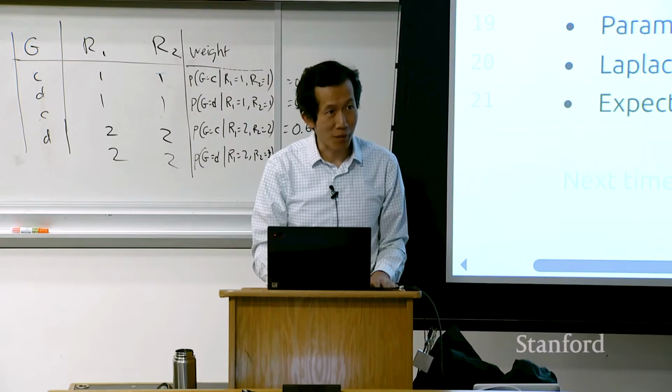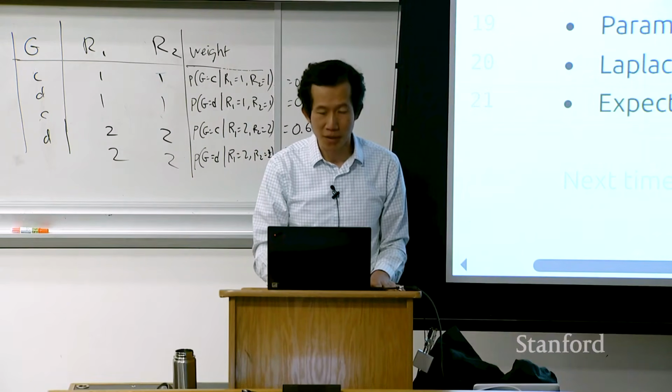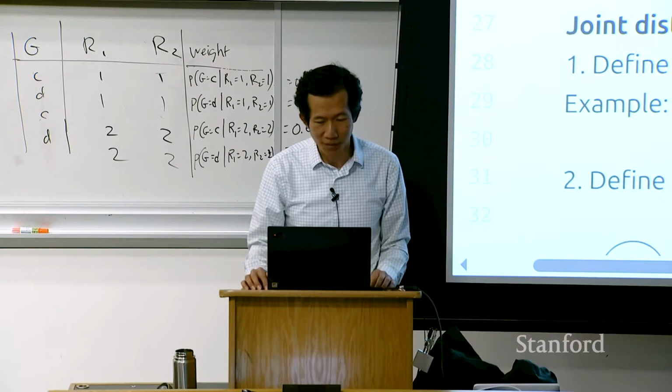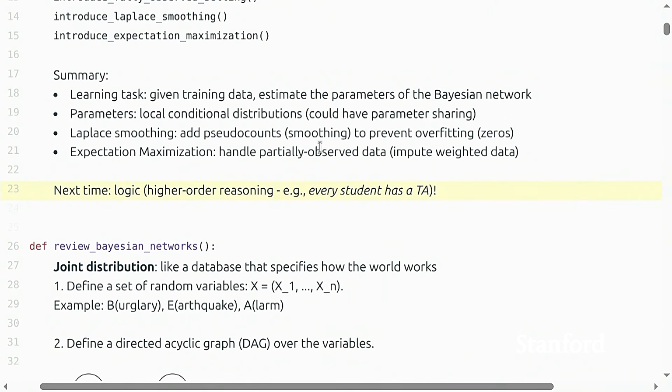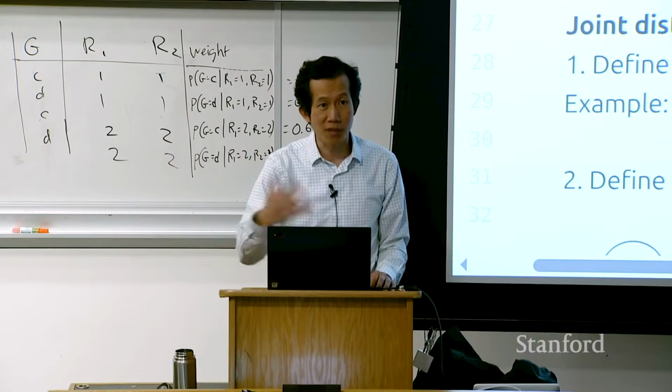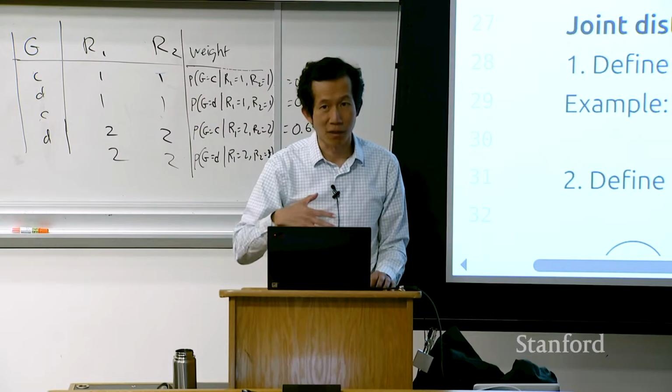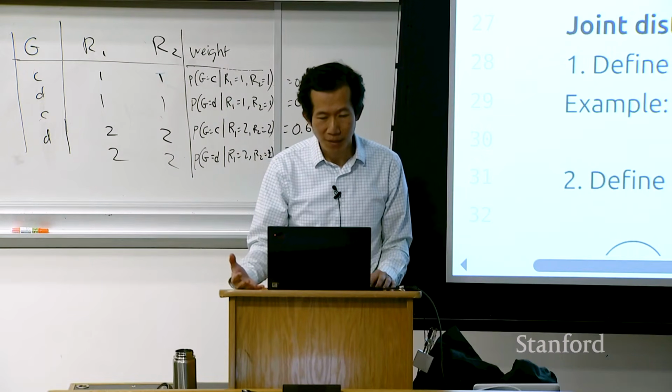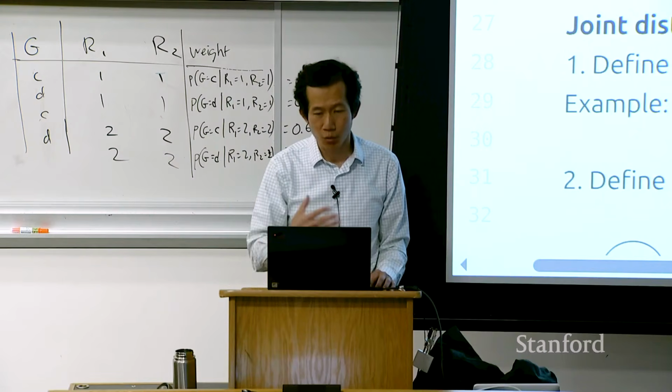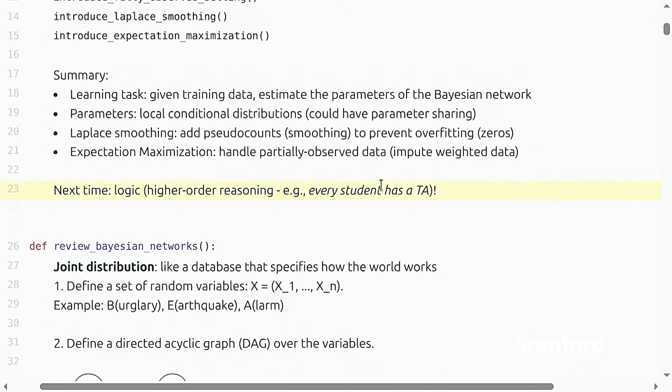Okay, that's all I'm going to say for Bayesian networks. Next time, we're going to do something quite different. We're going to start talking about logic, which is going to enable us higher order reasoning. So Bayesian modeling is about a certain type of probabilistic reasoning, but higher order reasoning will allow us to use quantifiers like, every student has a TA. So the word every is something that requires a bit more sophistication.